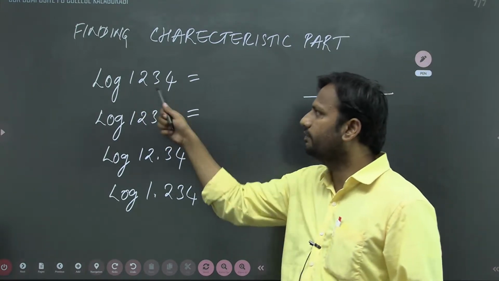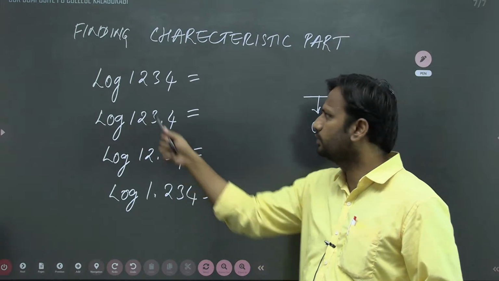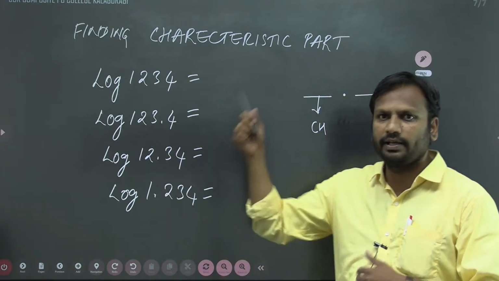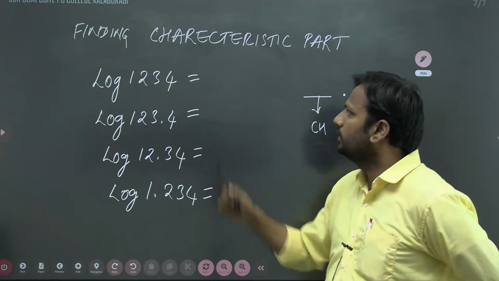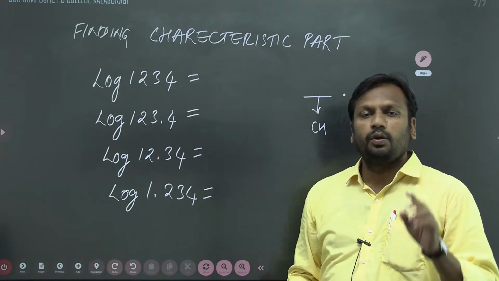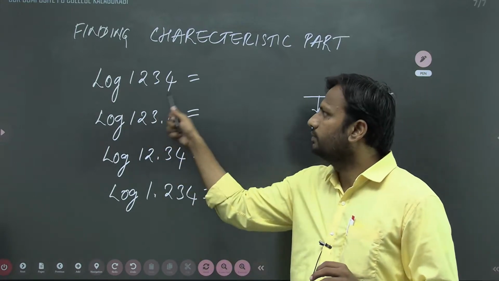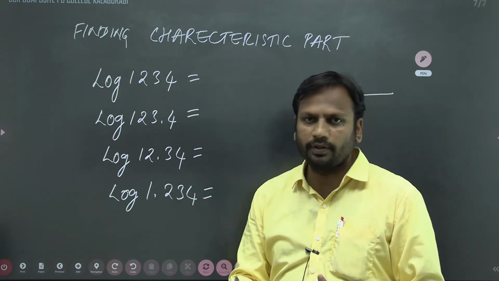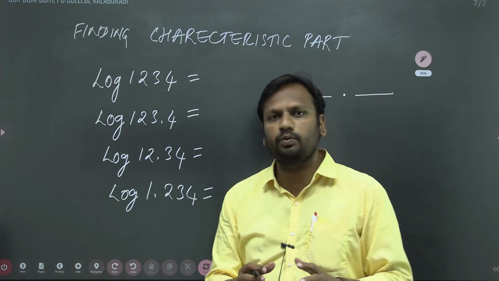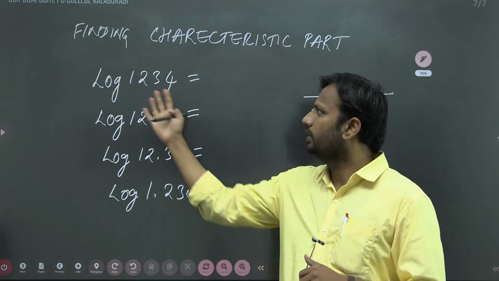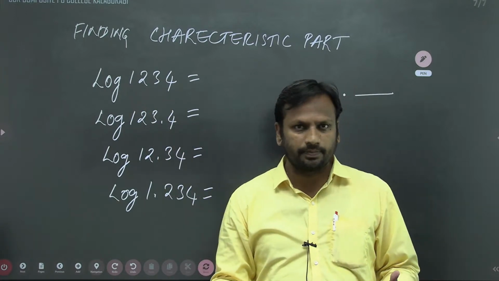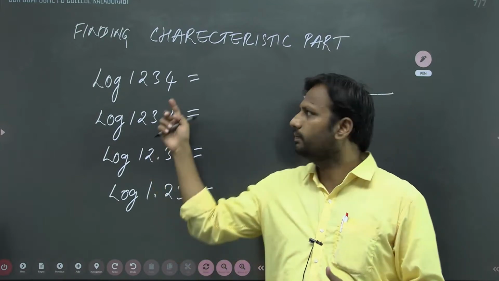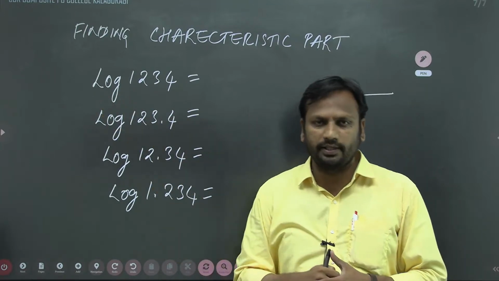If they have given log of these numbers, of course the base will be 10. I told you earlier itself, we are dealing with only common logarithms. Also, students, the log input should be 4-digit numbers. It takes only 4-digit numbers, it won't take more than 4 digits. But the characteristic part can be found with any number of digits in the input of the log.